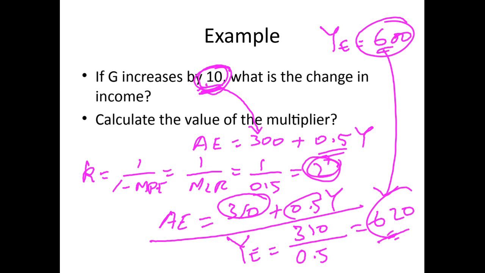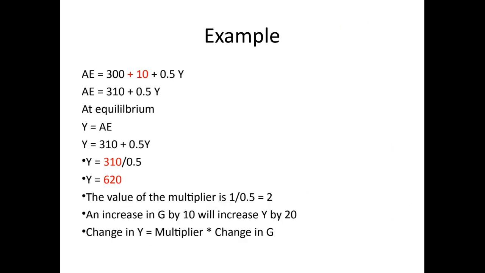Let me show you here. So this is the answer. I just added plus 10 here, and then I calculated the same way. I get 620. I can check this. I know the multiplier is 2, so an increase in G by 10 will increase Y by 20. So change in Y would be multiplied. Change in Y is 20, because from 600 to 620, change is 20, equal to the multiplier, 2, times change in G, 10. So 10 times 2 is 20. So we can easily calculate this. Okay.